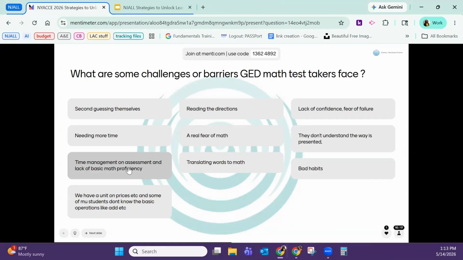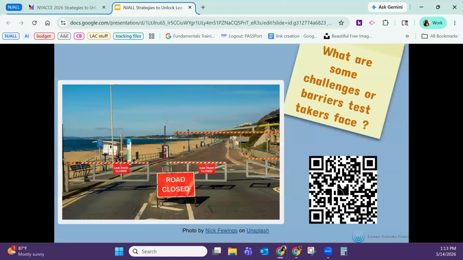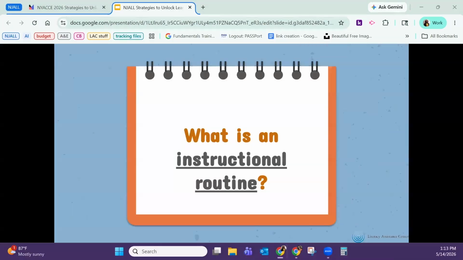Around this particular GED subtest. So we're going to get right into the strategies. But first, I want to tell you that the strategies all have to do with instructional routines.